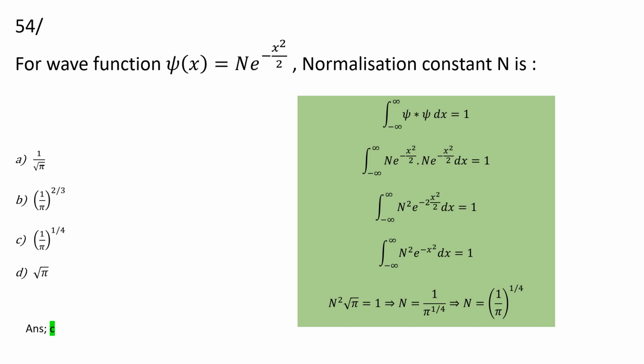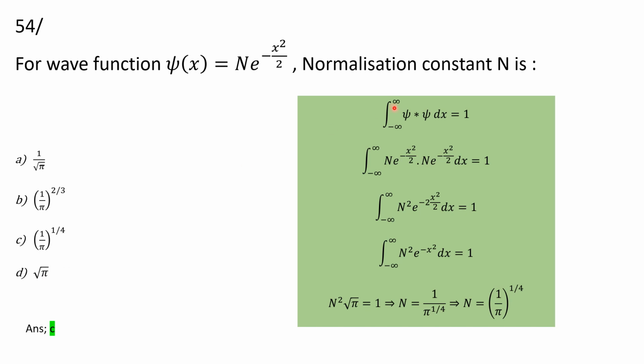And here is the fourth question. For wave function psi of x is equal to N e to the power minus x square by 2, we have to find the value of the normalization constant N here, and the options are 1 by root pi, (1 by pi) whole to the power 2 by 3, (1 by pi) whole to the power 1 by 4, and option D is root pi.